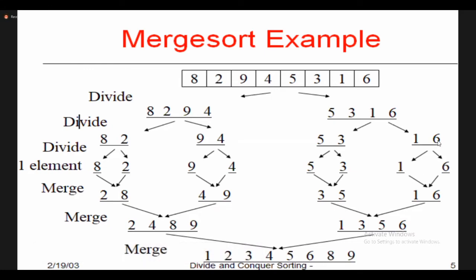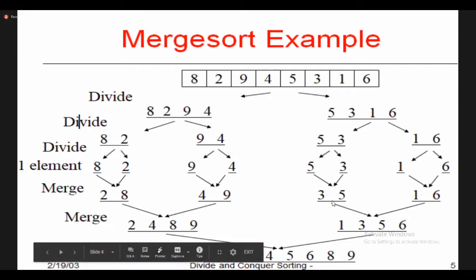Here 1 and 6: 1 comes here, 6 comes here. So 1 and 6 are in the same order, no exchange. Both combined are 1, 6. Now 3, 5 and 1, 6 are merged.